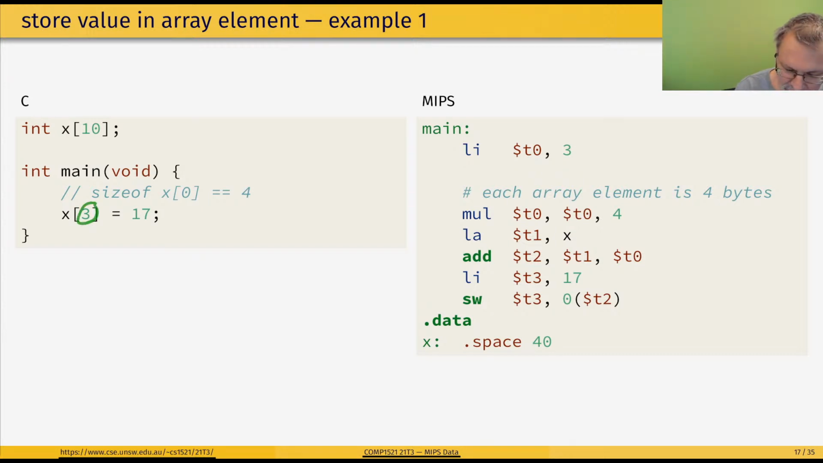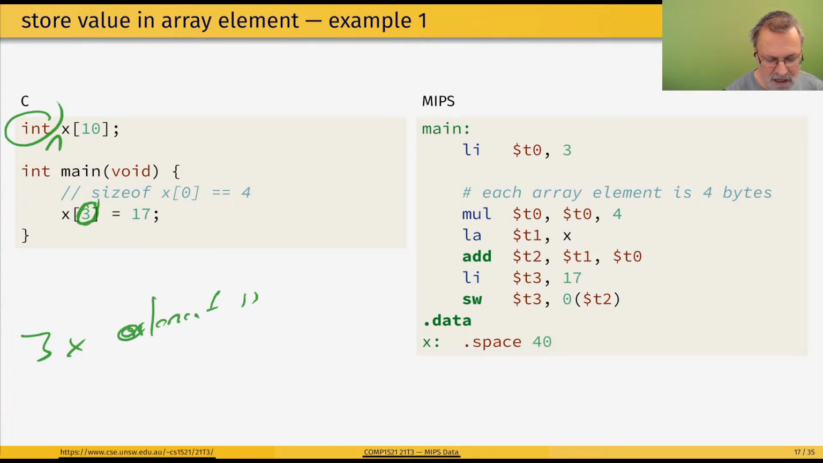So, a 3-element array. The crucial thing I need to know is three things. The address of the start of the array: where in memory does the array start? How big is a single array element? And the third thing is what index? And that leads me to a calculation. So it's 3 times array element size, and then add that to the start.